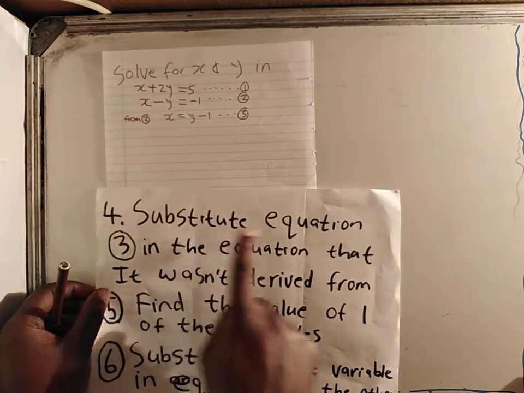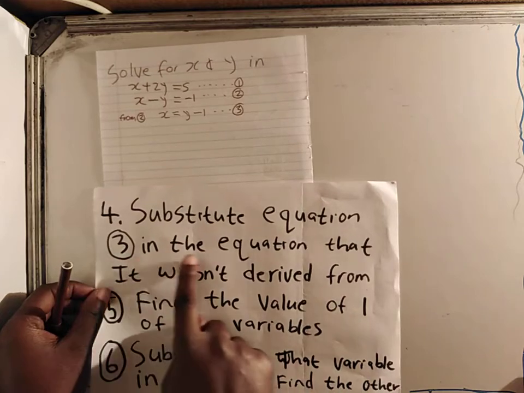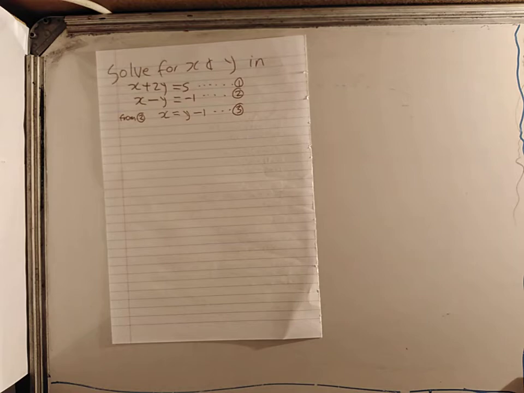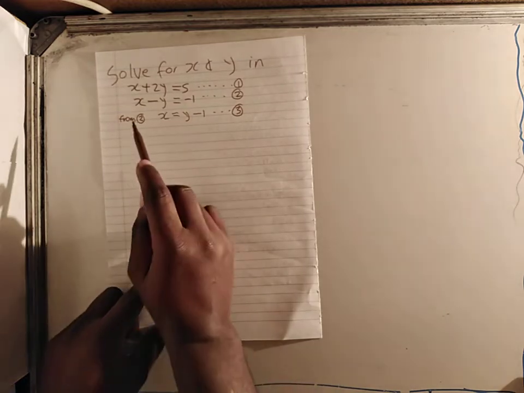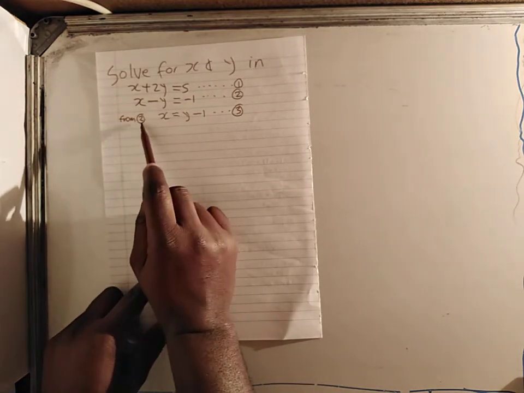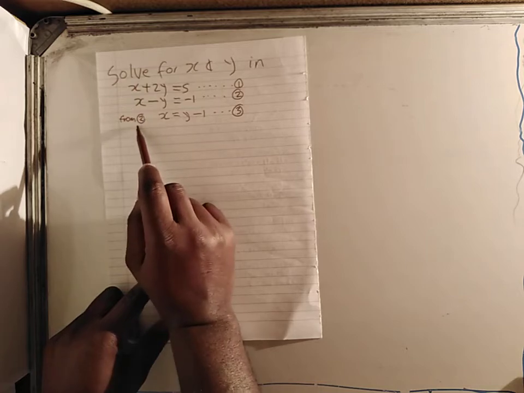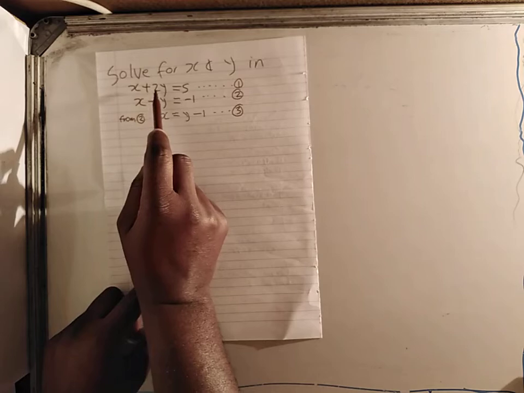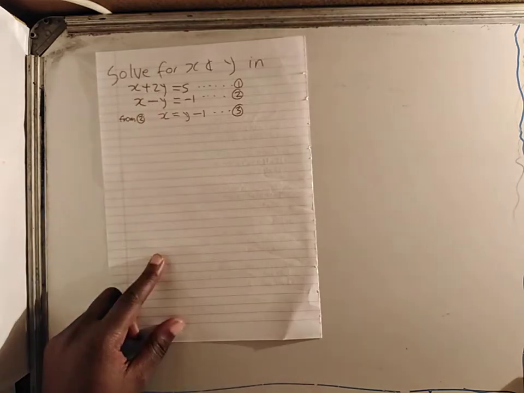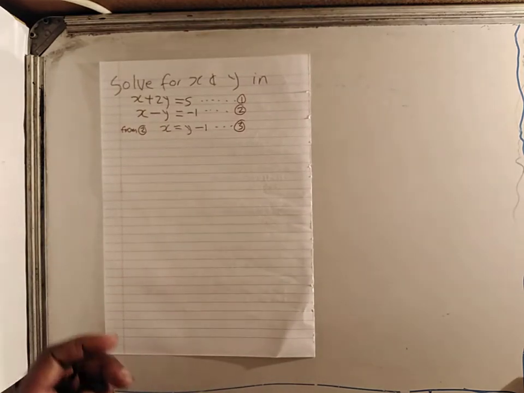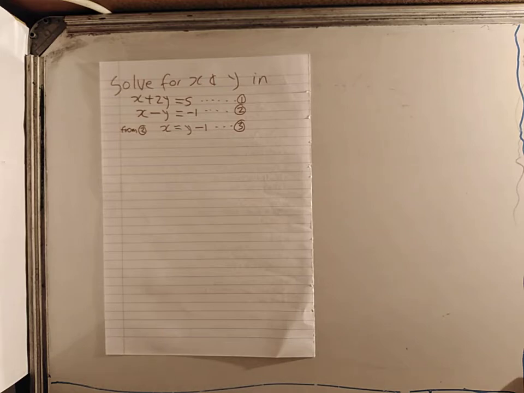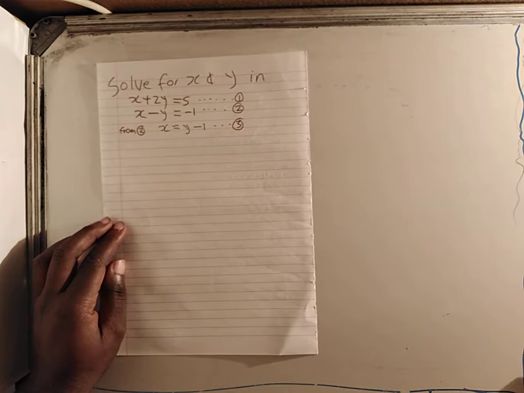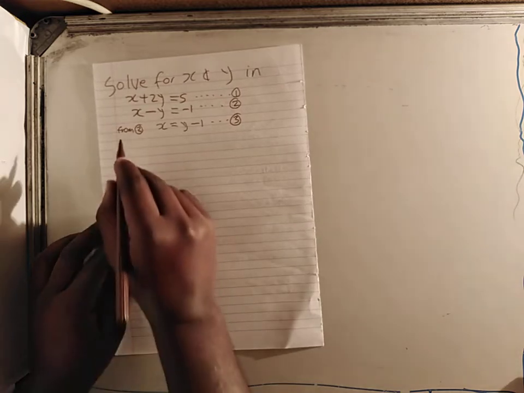Number 4, substitute equation 3 in the equation that it wasn't derived from. We can see here that equation 3 was derived from equation 2. It is even written here, from 2. So when I substitute this one, I must substitute it here, because it is where it wasn't derived from. Whenever I do something in simultaneous equations, I must always say what I'm doing.